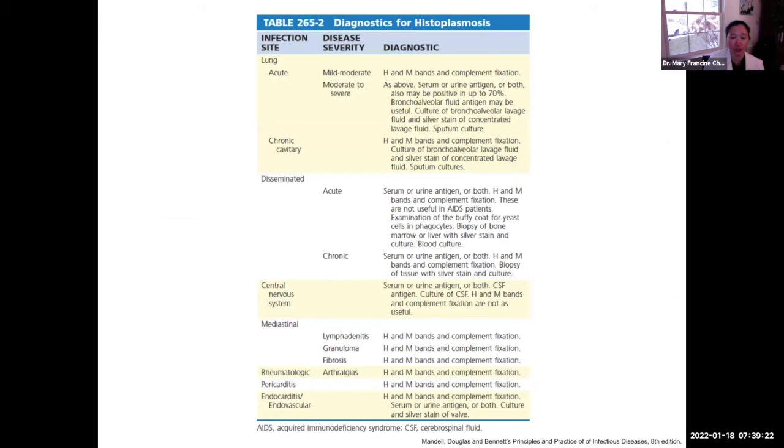Diagnostics for histoplasmosis, this is a nice table from Mundell, looking into how and what you would essentially want to consider ordering for the kind of infection and severity of infection that you are suspicious of your patient having.